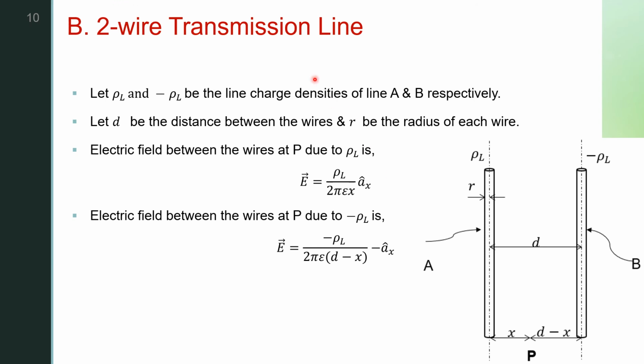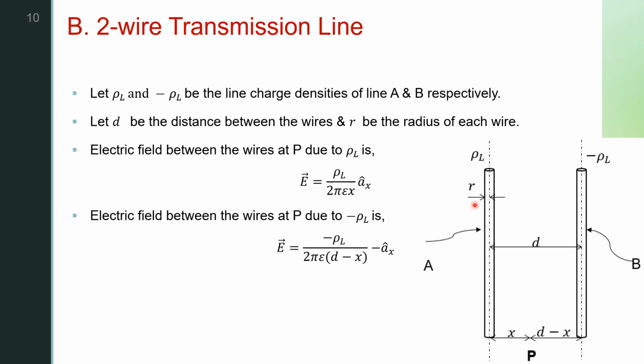Second case, capacitance of a two-wire transmission line. As shown in the figure, let rho L and minus rho L be the line charge densities of line A and line B. So we have two wires or two lines, A and B. And let D be the distance between the wires, and R be the radius of each wire. Okay, that is the radius, not the diameter.